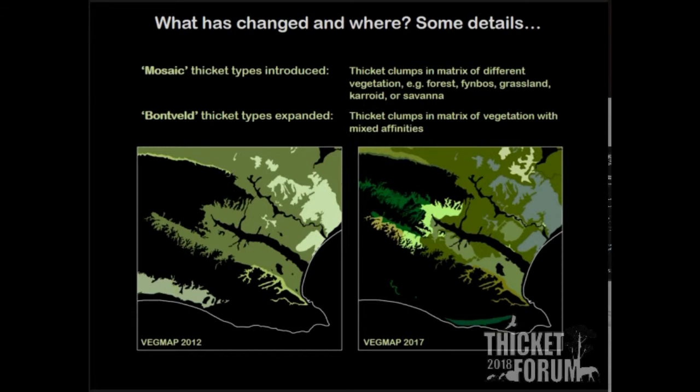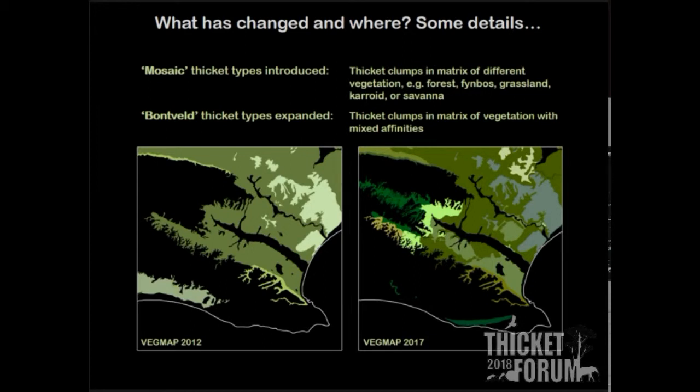And then we also have the Bornveld, which is a similar type of concept, but in Bornveld you have the thicket clumps that occur in a vegetation type that has a sort of mixed affinity. So it can have components of fynbos, of grassland, and of karroid affinity, all within the same vegetation.